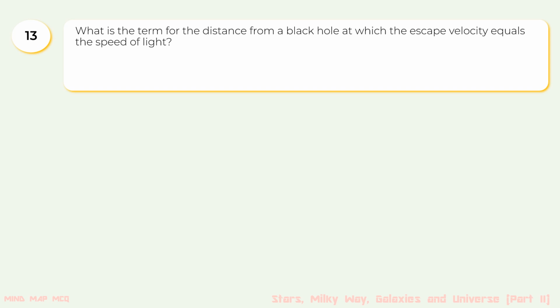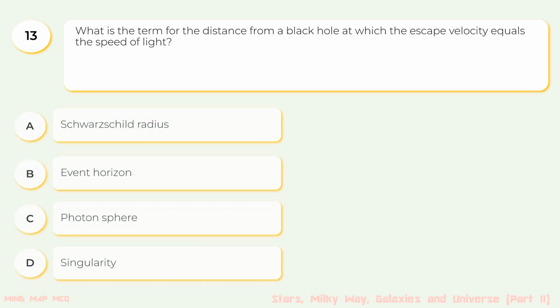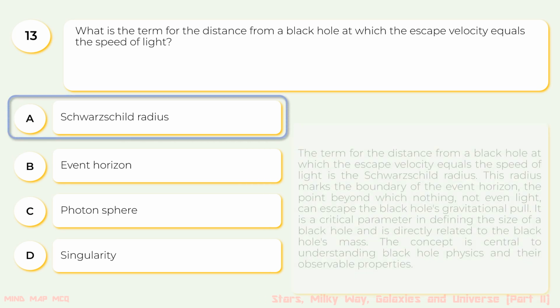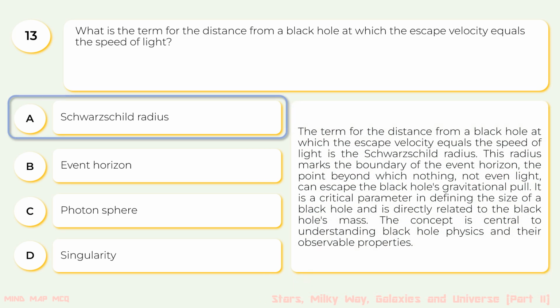13. What is the term for the distance from the black hole at which the escape velocity equals the speed of light? Options are A. Schwarzschild radius, B. Event horizon, C. Photon sphere, or D. Singularity. The correct option is A. Schwarzschild radius. The term for the distance from the black hole at which the escape velocity equals the speed of light is the Schwarzschild radius.